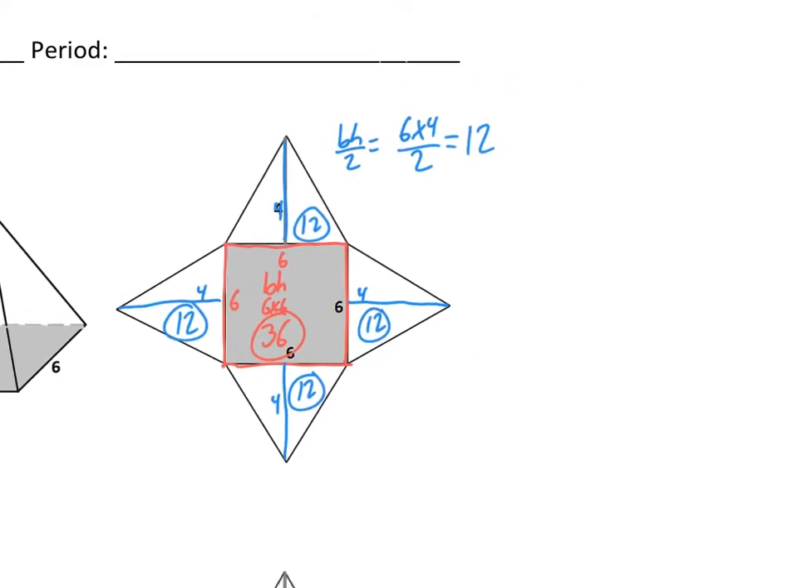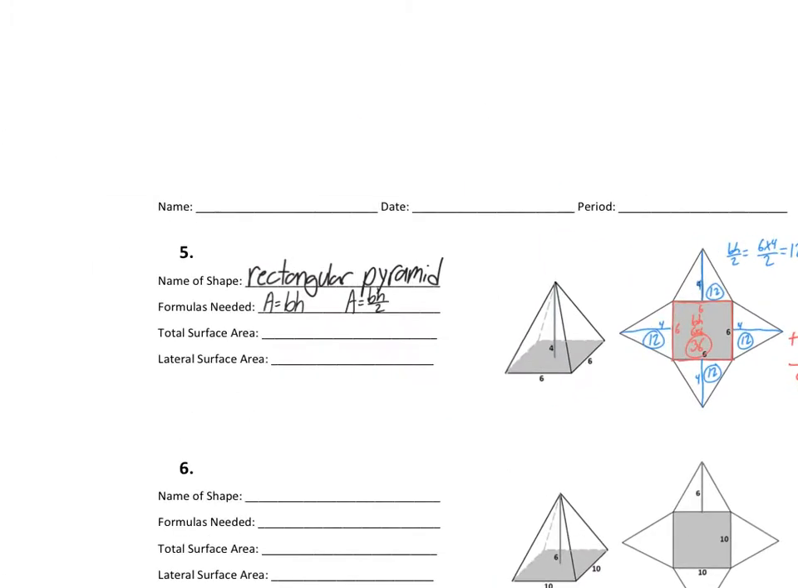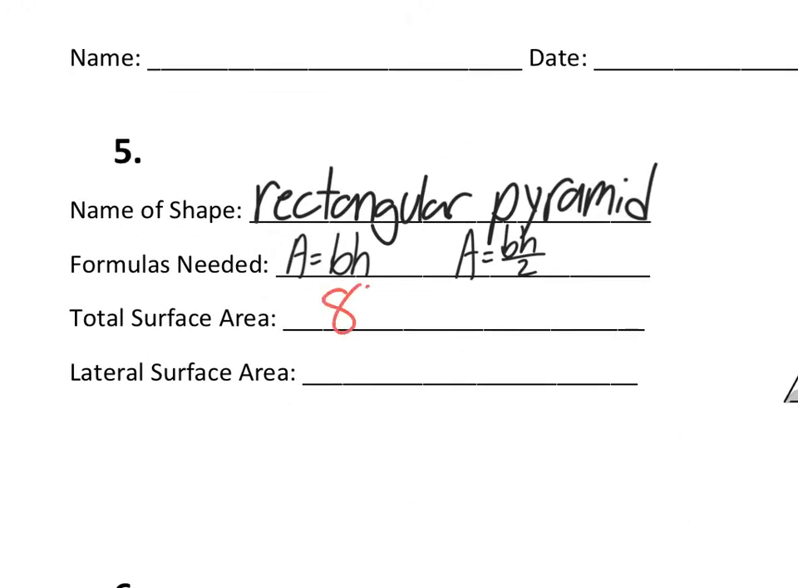Again, for my total surface area, I'm going to add the 12, the 12, the 12, the 12, and that 36, that red 36 that's there. I'll put that one up top. When I add all these up, I get a total surface area of 84 units squared. So total surface area is 84 units squared.